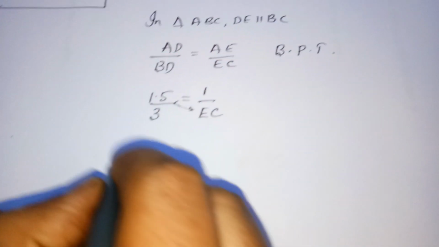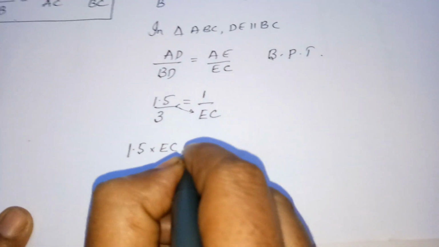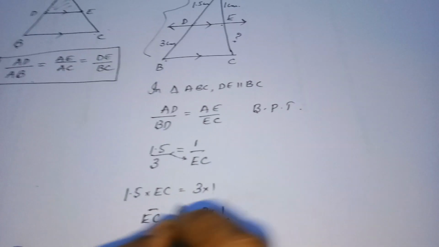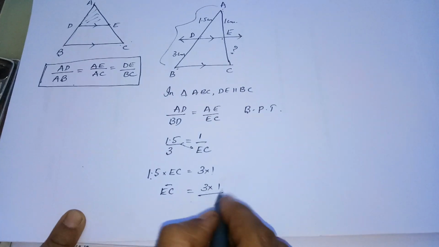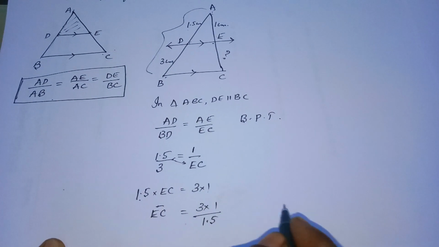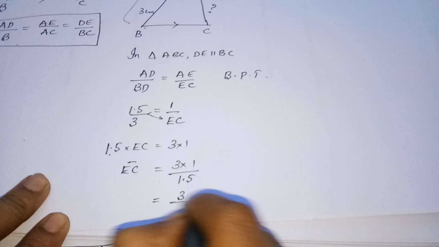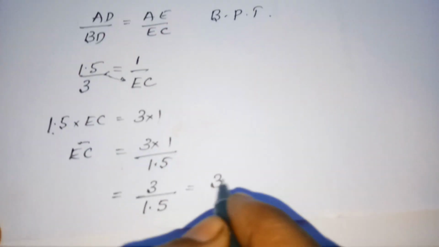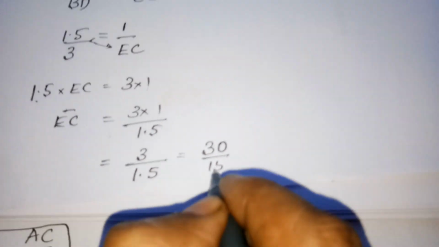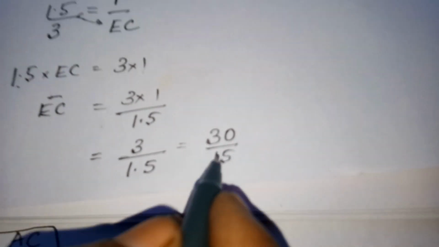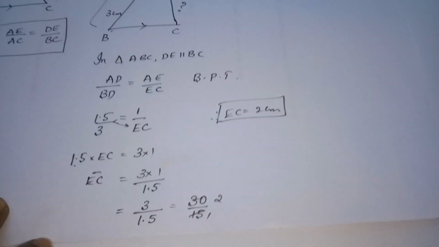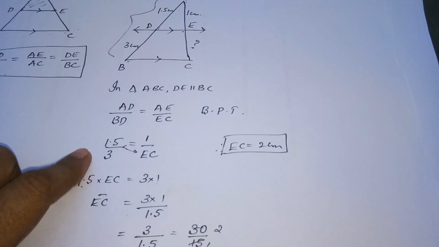Let me cross multiply. 1.5 into EC is equal to 3 into 1. But we require the length of EC, then 3 into 1 divided by 1.5, when 1.5 is transferred to the RHS, multiplication changes to division. When there is a decimal, I told how to divide. In the denominator, after the decimal point, there is 1 digit. We should put so many zeros in the numerator and ignore the decimal in the denominator. Then 15 ones are 15, 15 twos are 30. Therefore, the length of EC is equal to 2 centimeter. It's a very important problem chosen from the exercise, children.